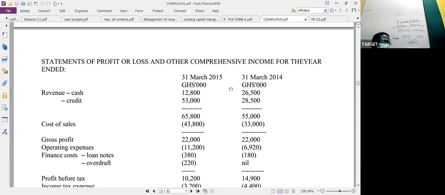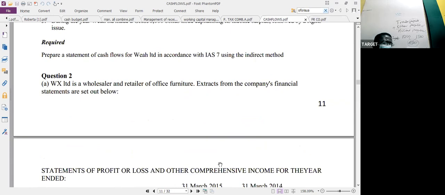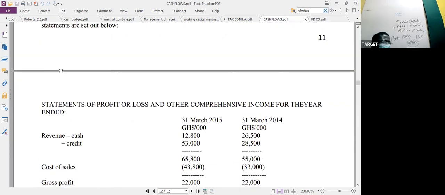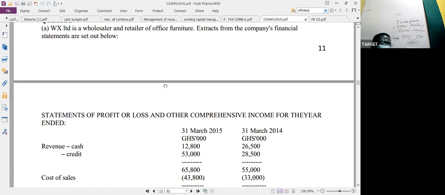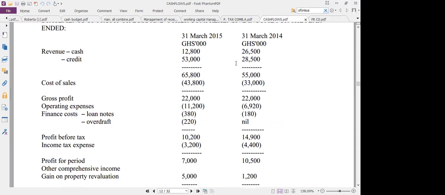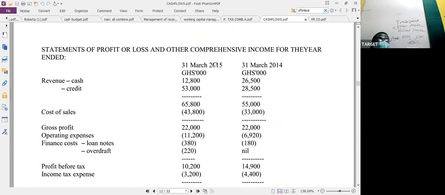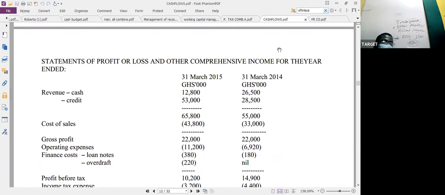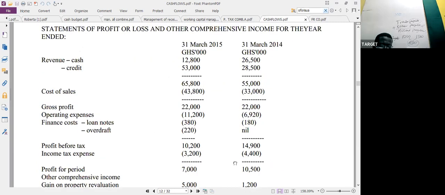Check this. Where is this question coming from? Wax. This one looks like a mocha. Wax. This WAEC question. Check the income statement, profit and loss and other comprehensive income. They're giving 2 years, right? In that case, we need the current year, 2015. So the entire 2014, if we touch anything here, we are wrong.